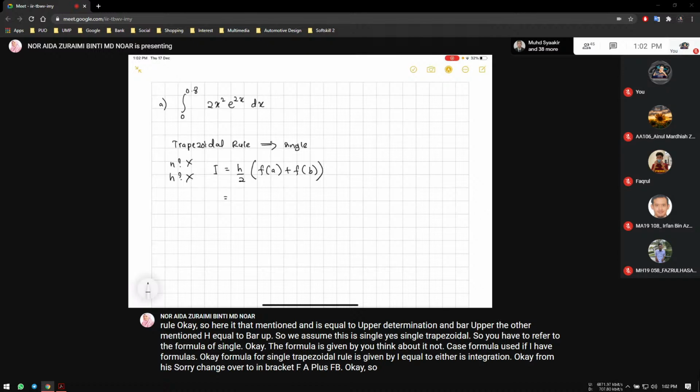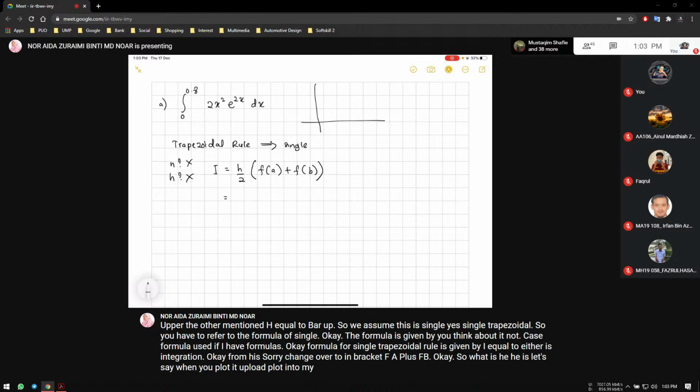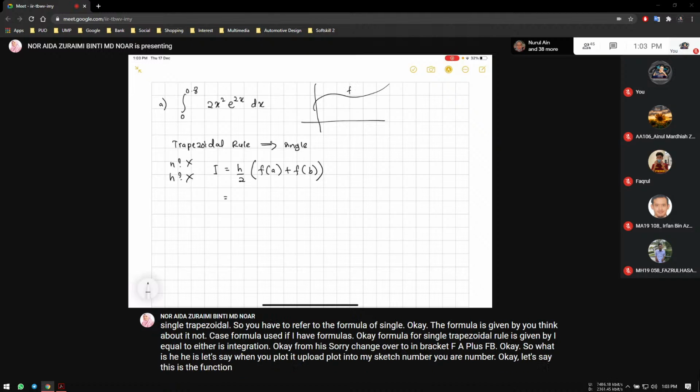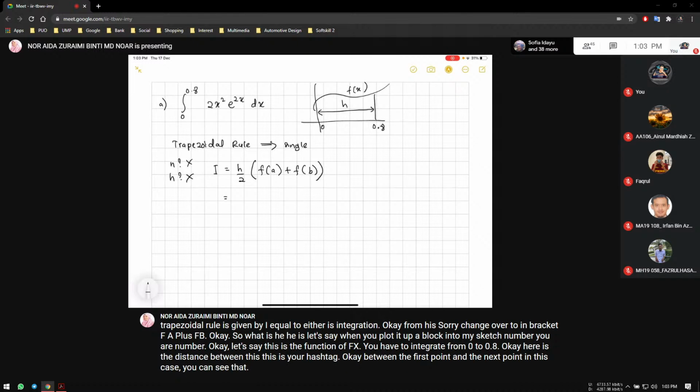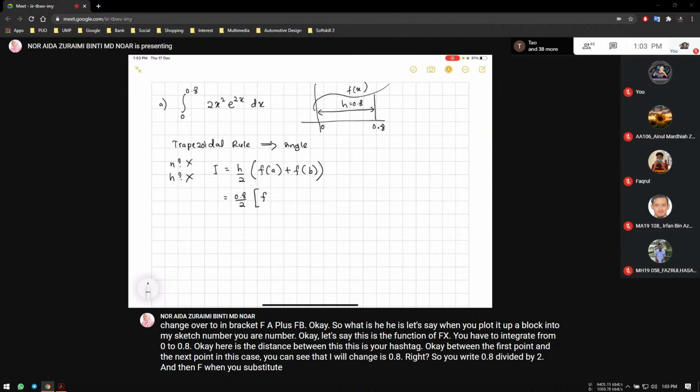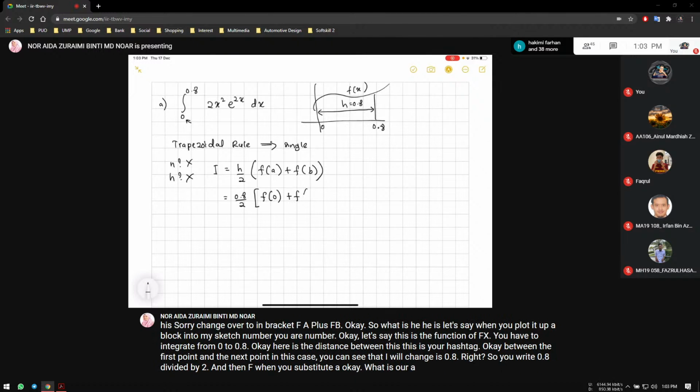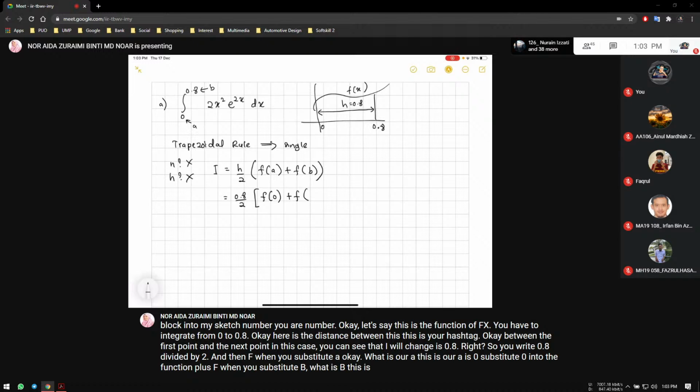So what is h? Let's say when you plot, we don't need to plot, but I sketch it so you can see. Let's say this is the function f(x). You have to integrate from 0 to 0.8. h is the distance between the first point and the next point. In this case, you can see that our h is 0.8. So you write 0.8 divided by 2, and then f when you substitute A, which is 0. Substitute 0 into the function, plus f when you substitute B. B is 0.8.